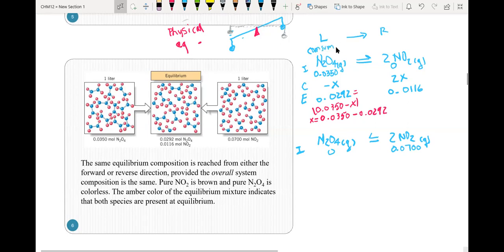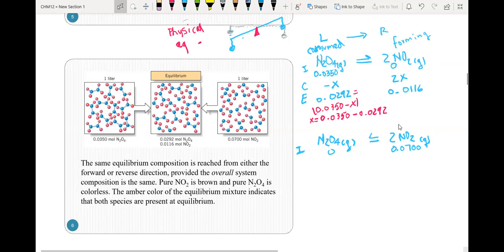Consume. I still have the question, how to spell consume. This one M or double M? Let me find that out. One M. Just one M. So this is going to be consume. And this is being formed. This is forming.